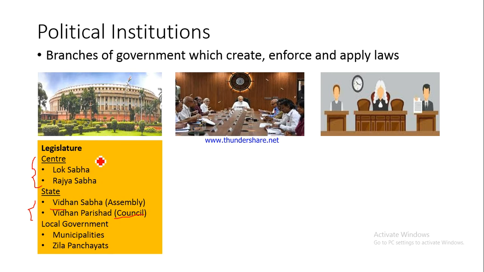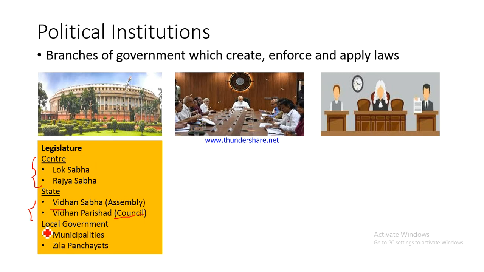Now, so these are the legislative arms of the government. They legislate. Legis means basically laws. So the job of these legislatures is to legislate, to make laws, to enact laws, to formulate laws, to design laws, then to discuss them, and then to finally pass these laws. So this is the job of the legislator.